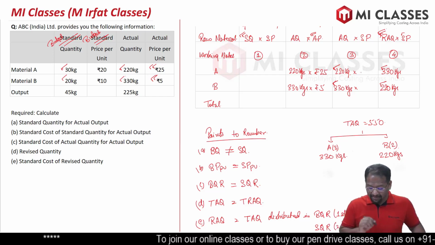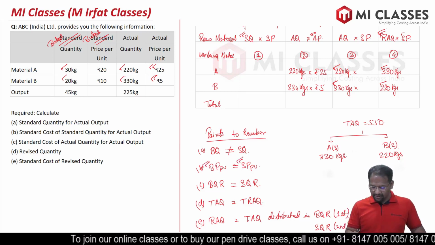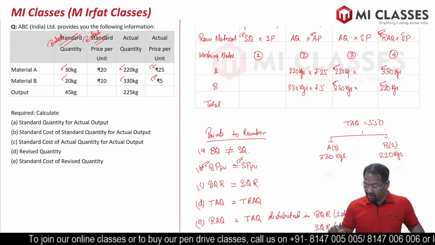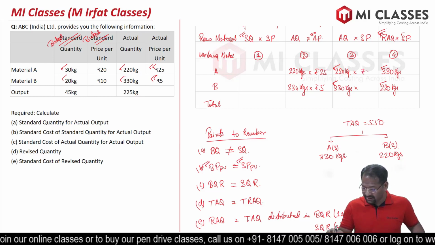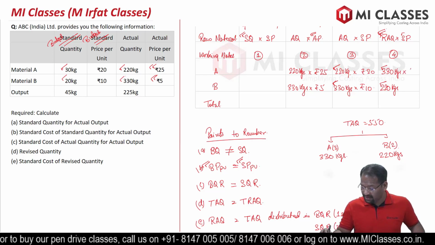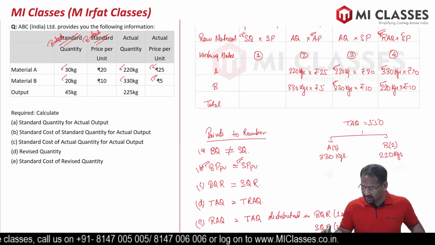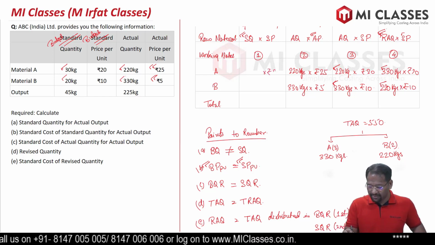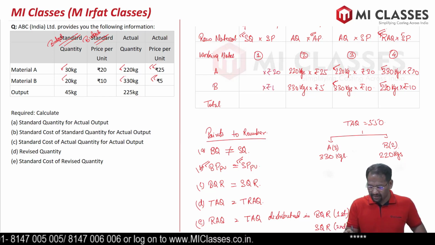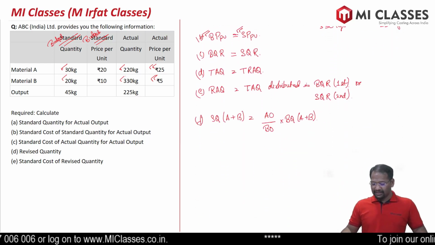Multiplied by standard price per unit. We have learned budgeted price per unit is always equal to standard price per unit. So how much is the standard price? Rupees 20 and this is rupees 10. Here also we can write rupees 20 and rupees 10. Standard quantity, we need to calculate the last thing, standard quantity.